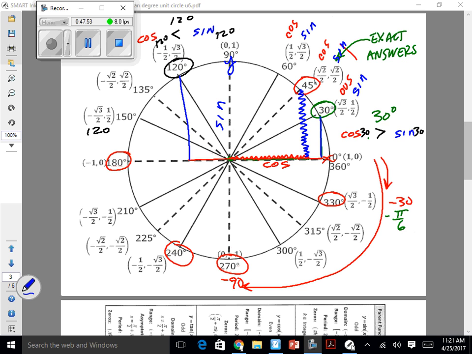All right, 45. Where is it? Put 45. It's always cosine and sine. This one, they are going to be equal to each other.